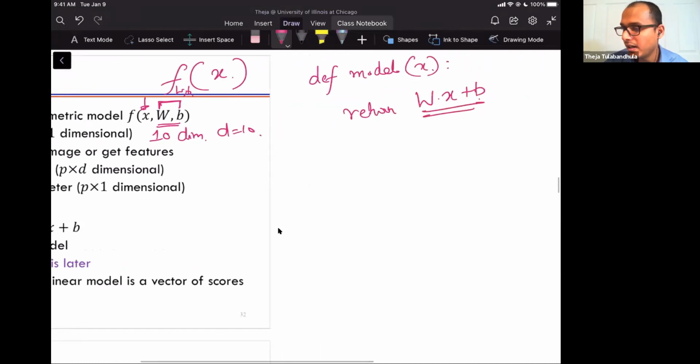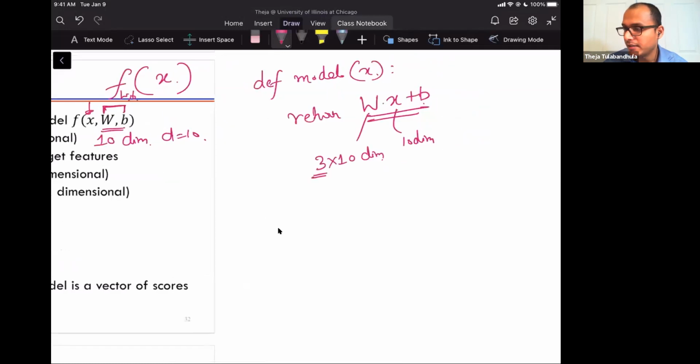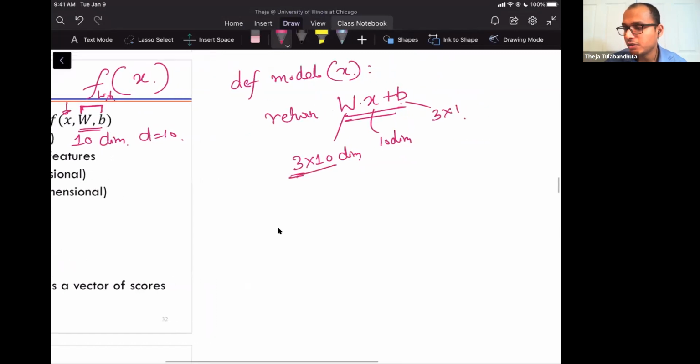So for example, here, as I said, x is 10 dimensions. W can be, let's say we're doing a 3-class classification, so then W can be 3 cross 10 dimensions. Because we need to predict one of three output classes. x is 10 and b is 3 cross 1. So these are the dimensions. W is a matrix, and b is a vector.